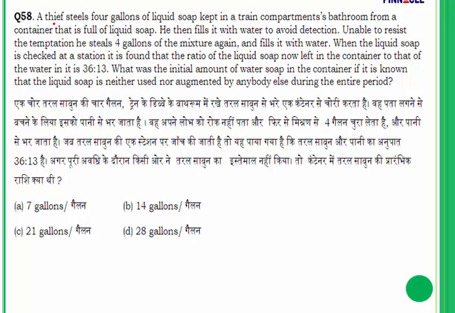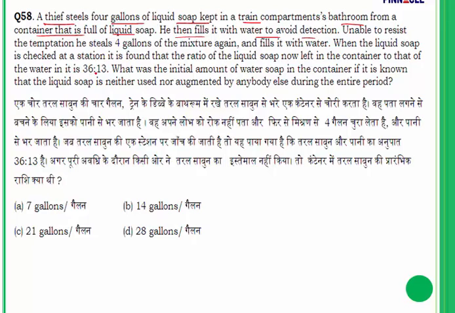Now the next question is question number 58. A thief steals 4 gallons of liquid soap kept in a train compartment's bathroom from a container that is full of liquid soap. He then fills it with water to avoid detection. Unable to resist the temptation, he steals 4 gallons of the mixture again and fills it with water. When the liquid soap is checked at the station, it is found that the ratio of the liquid soap now left in the container to that of the water in it is 36:13. What was the initial amount of liquid soap in the container if it is known that the liquid soap is neither used nor augmented by anybody else during the entire period? So if you find such kind of question, how will you solve?